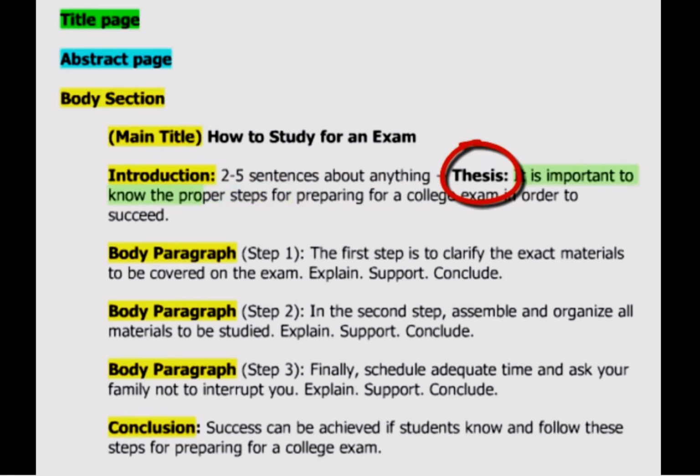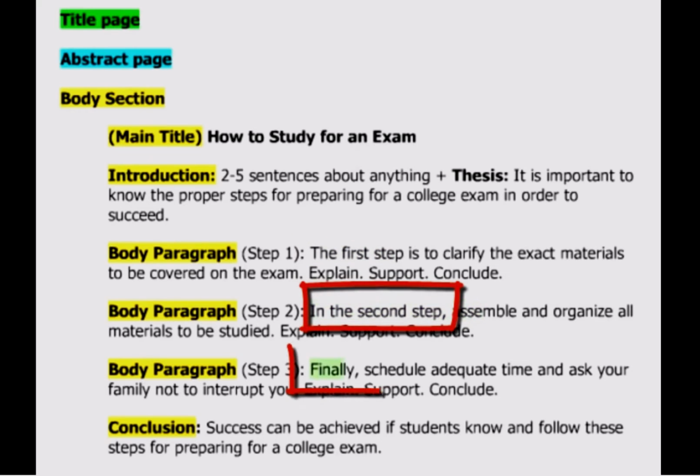For example, here's a possible thesis for a process or how-to essay. It is important to know the proper steps for preparing for a college exam in order to succeed. A process essay written on this topic is going to take you through, one by one, the proper steps of preparing for a college exam. So it comes as no surprise that your body paragraphs are divided into Step 1, Step 2, and Step 3. And that the leading words of each of those topic sentences for each of those body paragraphs would be something like the first step, in the second step, finally the third step, if the student wanted to add that there.